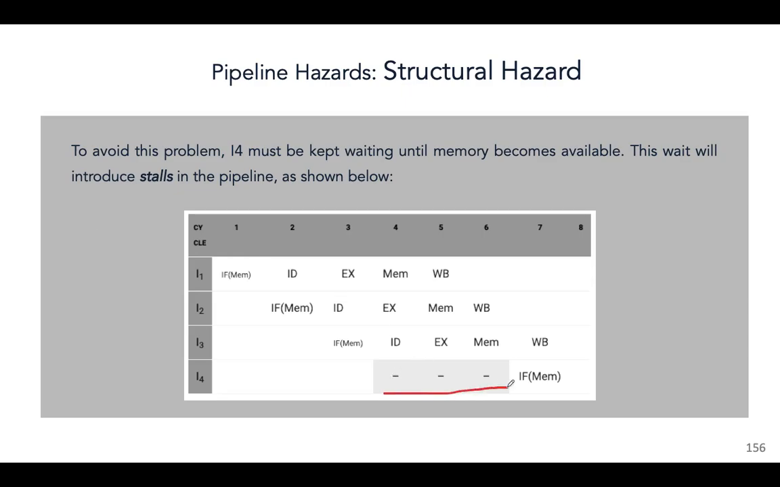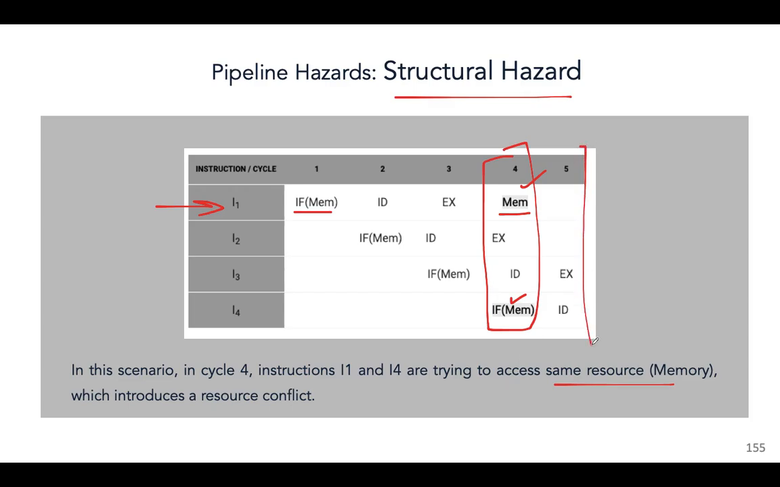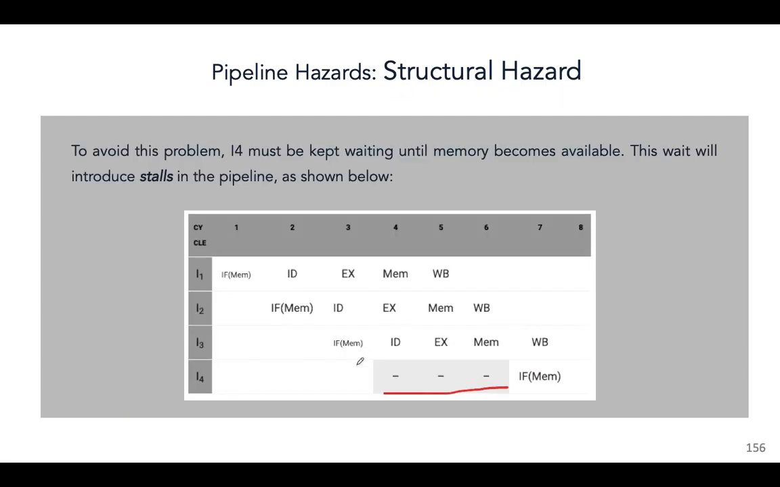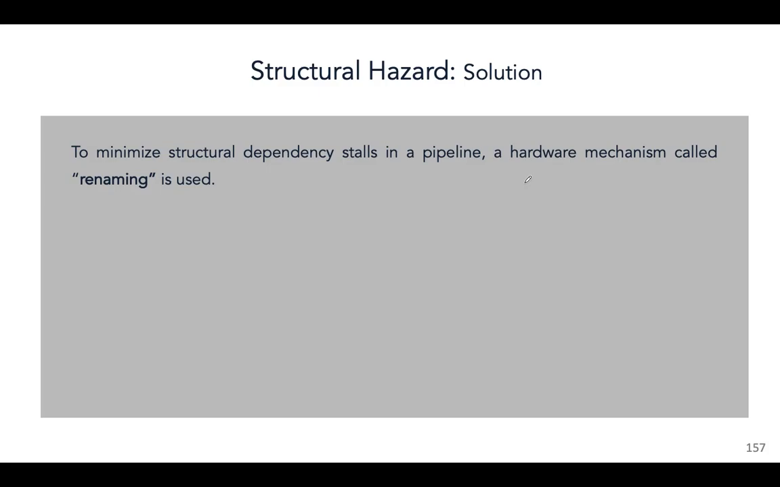So like this, right? So it should have been like this. With cycle 4, instruction 4 should have been fetched, but it can't. So it waits, all of these stalls. So 3 stages are wasted, 3 cycles are wasted. I4 could have started earlier. If it had started earlier, it would have finished earlier, but now there are stalls. So this is the biggest problem caused by structural hazards.